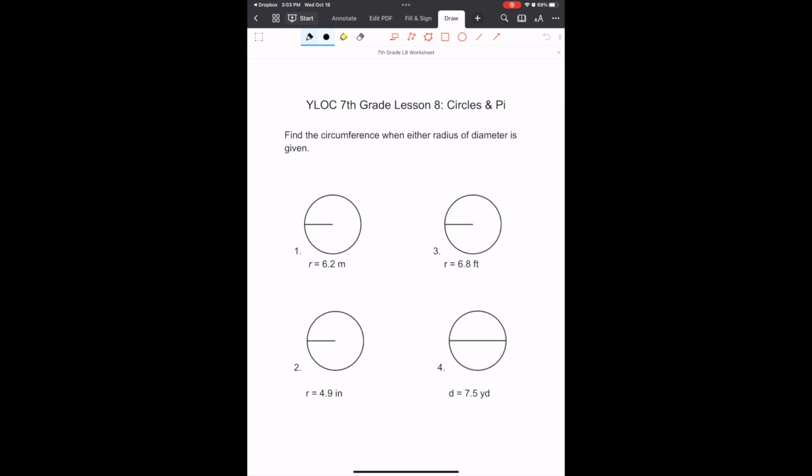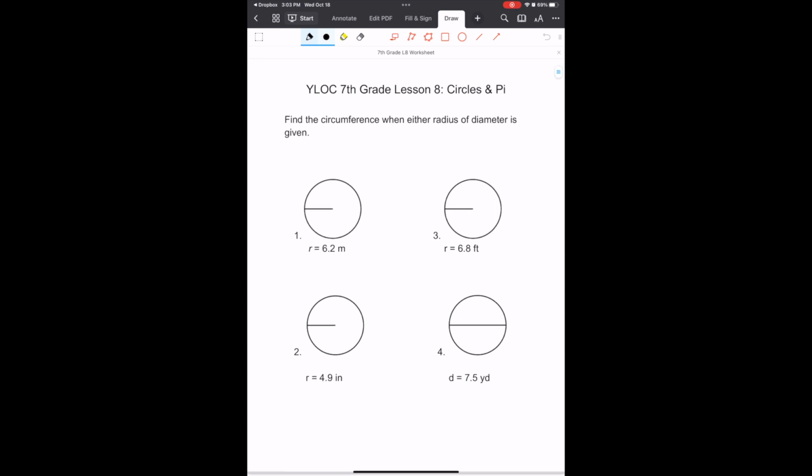Today it is time to do lesson 8, circles and pi. Find the circumference when either the radius or the diameter is given. So let's start with number 1. There's a radius of 6.2.